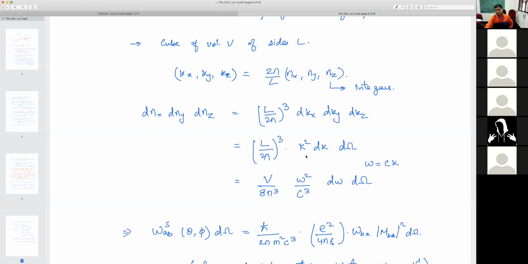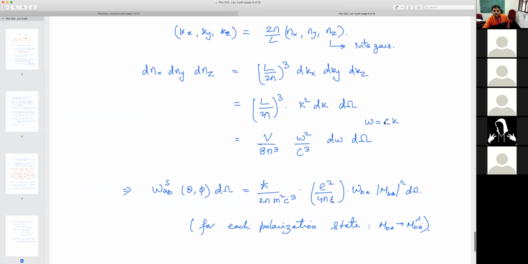And then of course we never think in terms of k. I'll always think in terms of the energy of light. The k of light is connected to the energy of light by the relation omega equals c k, so k I can replace by omega by c. I do that exercise and end up with V by 8 pi cubed, omega squared by c squared. Then dk I again replace, and I get one more factor of c, so omega squared by c cubed d omega, and the solid angle d capital omega.